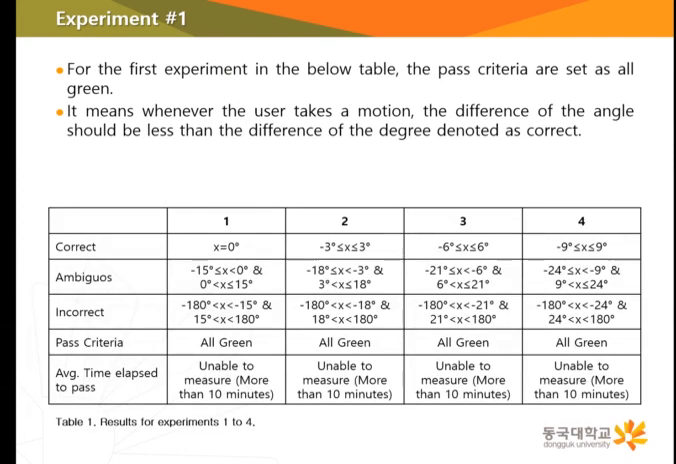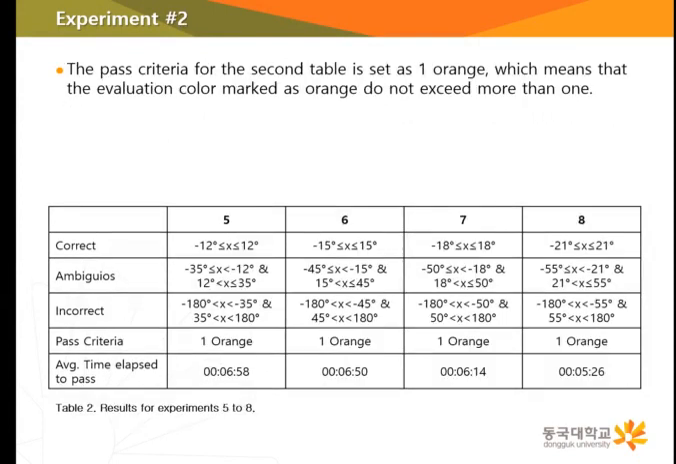For the first experiment in the table below, the pass criteria are set as all green. It means whenever the user takes a motion, the difference of the angle should be less than the difference of the degree denoted as correct. In experiment number 2, the pass criteria are set as 1 orange, which means that the evaluation color marked as orange does not exceed more than 1.